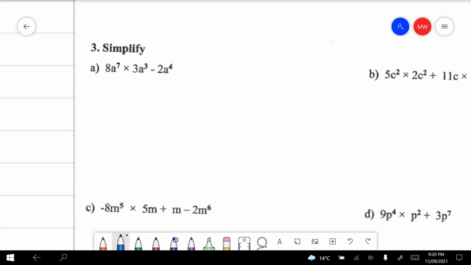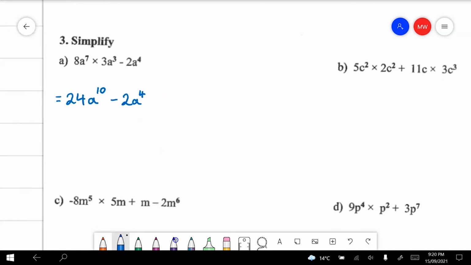So we've got 8 times 3, which is 24. Then we've got a to the 7 plus 3, so a to the 10. And then we're taking away 2 groups of a to the 4. Now, we can't do anything with that. We're only collecting like terms here, and a to the 10s are different to a to the 4s, so this is as far as we can simplify this.